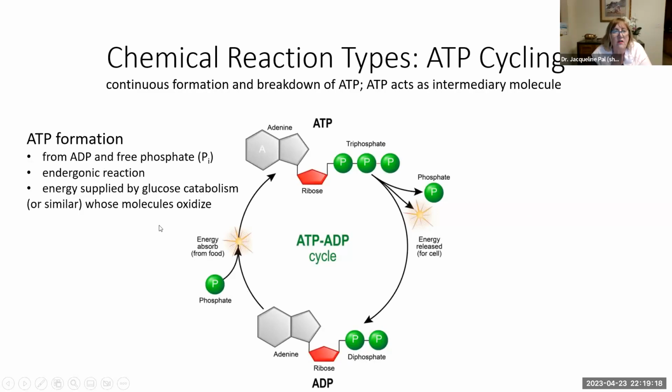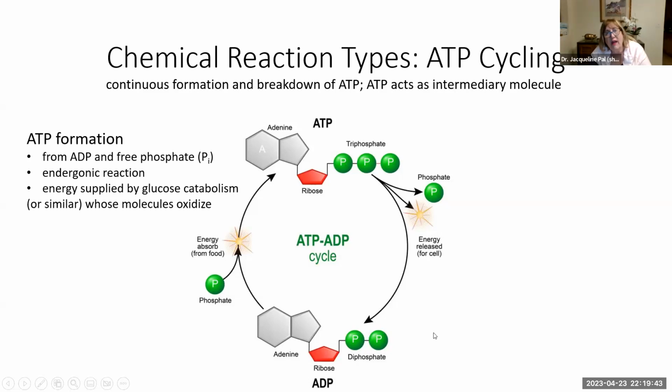If we start here on the left side, this is the ATP formation. We're starting down here at the bottom with ADP, and then we add an inorganic phosphate, and we have to add energy in there. That energy is supplied from cellular respiration or something else. And then we are able to make ATP.